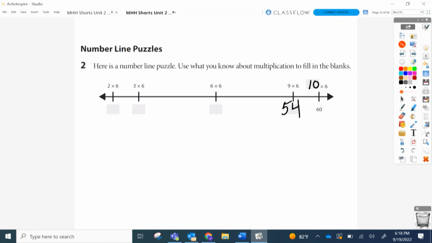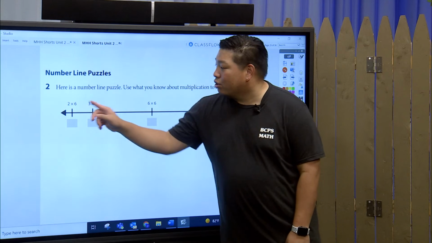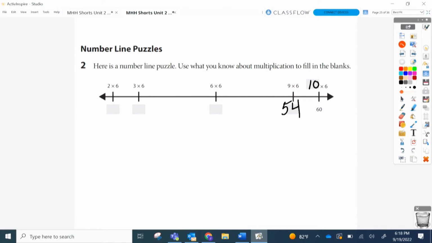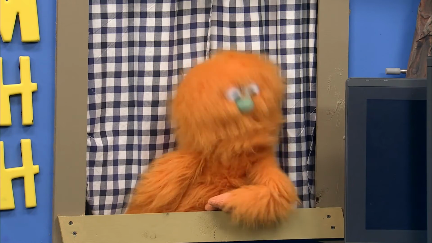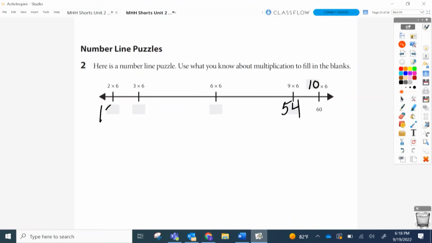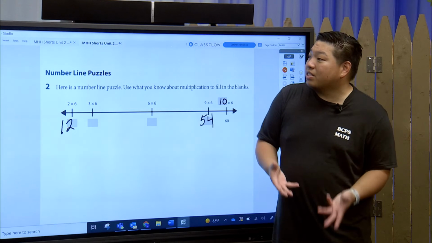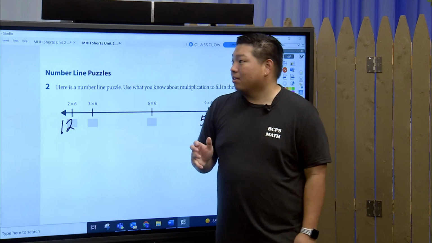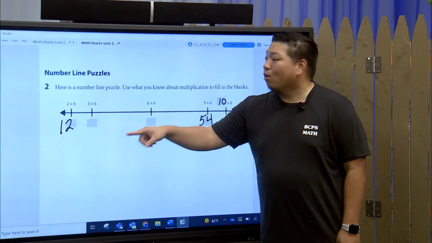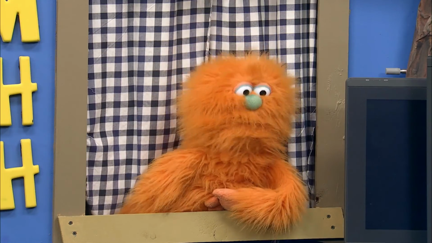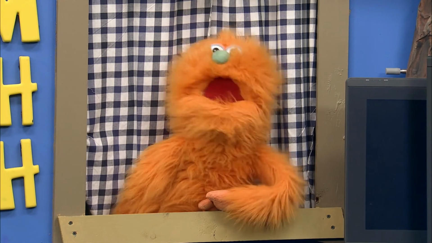All right, let's go back to the other end, where we have 2 times 6. We like our 2 times tables, right? What's 2 times 6, Max? That would be 12. And the cool thing about 3 times 6 is, if you don't know your 3 times tables, we could just add 1 more group of 6 to our 2 times 6. So if we know 2 times 6 is 12, what's 1 more group of 6? Well, that would be 12 plus 6, which would be 18.